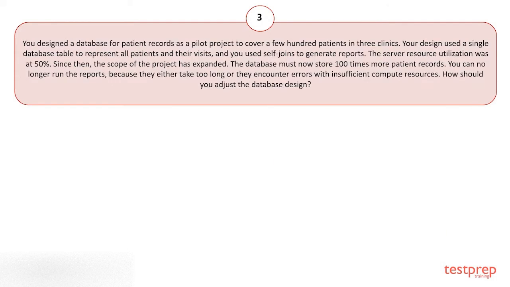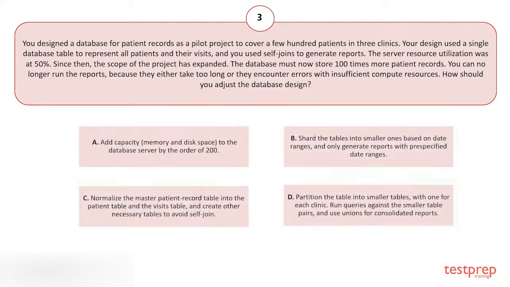You designed a database for patient records as a pilot project to cover a few hundred patients in 3 clinics. Your design used a single database table to represent all patients and their visits, and you used self-joins to generate reports. The server resource utilization was at 50%. Since then, the scope of the project has expanded. The database must now store 100 times more patient records. You can no longer run the reports, because they either take too long or they encounter errors, with insufficient compute resources. How should you adjust the database design?